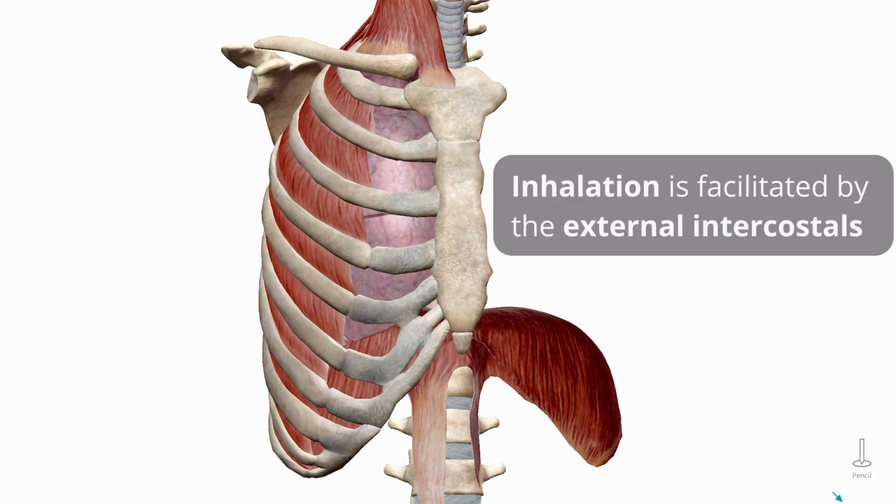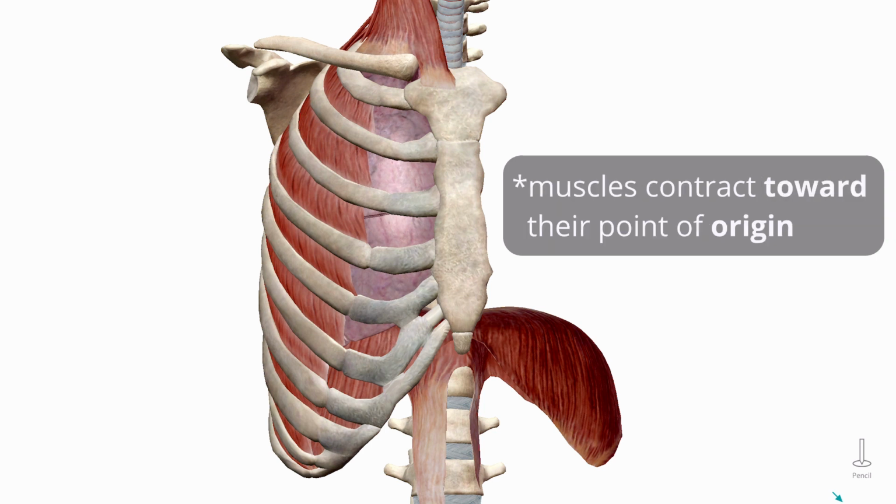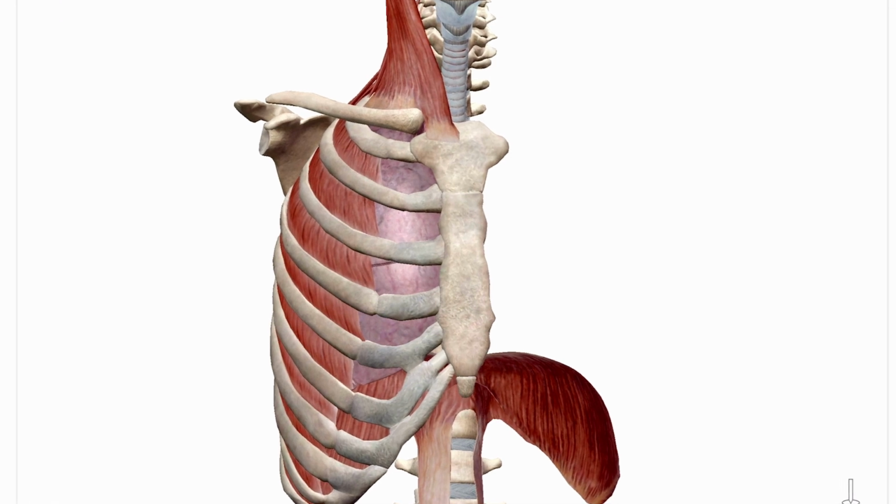Inhalation is facilitated by the outer layer or the external intercostals. Keep in mind that muscles contract toward their point of origin. The external intercostals sit between the ribs, and each one originates from the bottom of the rib directly above it. It then inserts into the top of the rib below.